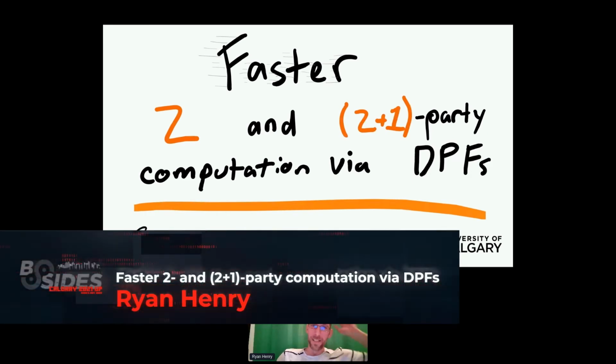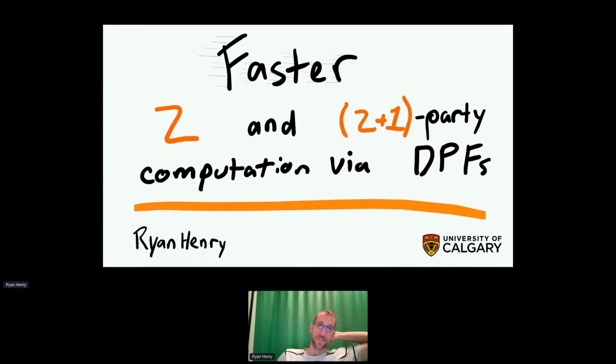This talk is going to be a little different than most of the talks at this conference. So I'm Ryan. I'm an assistant professor at the University of Calgary. I spend my days scribbling on whiteboards and coding away, doing various fairly low-level cryptographic stuff. And what I'm going to talk about today is actually some brand new low-level cryptographic stuff.